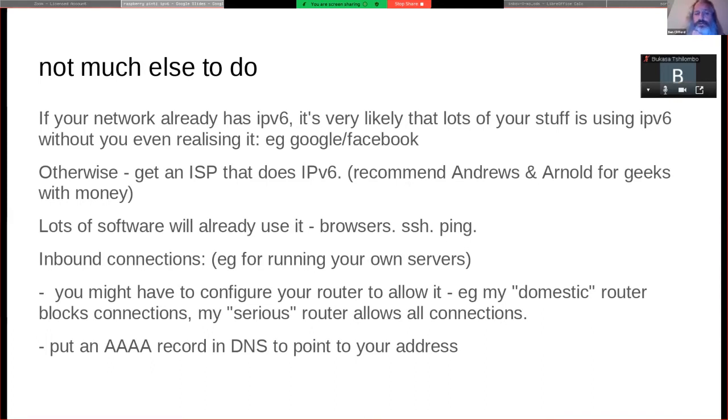Lots of software will already use this. So web browsers, absolutely. If you're on IPv6, you won't even notice you're using it. I'll show SSH in a minute. If you want to have people connecting into your own servers, which you can do now because you have loads of addresses, you might need to play about with your router firewall a little bit. And you can put an address record in the DNS so that you can have a name instead of people having to type in IP addresses.